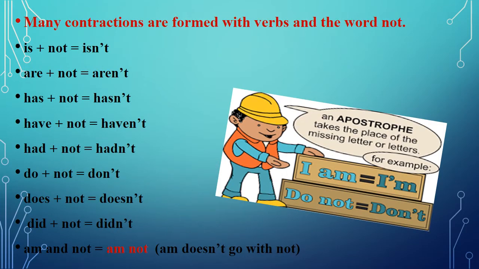Let's see another type of contractions. Many contractions are formed with verbs and the word not. So what do we do? We put the words together, cross the letter O, replace it by the apostrophe to get the new one. So is not. Put them together, cross the O, replace it by the apostrophe. We'll have isn't.